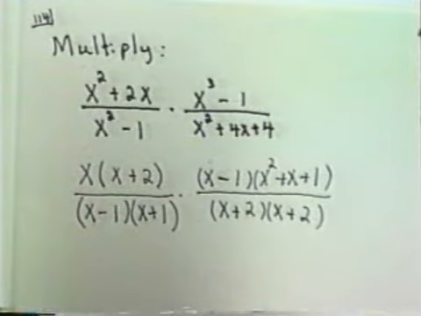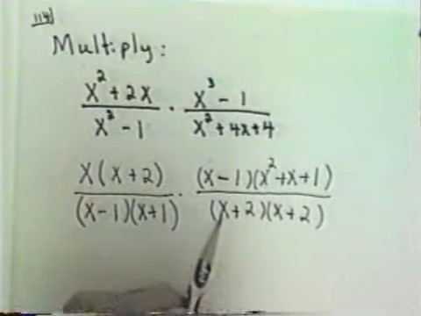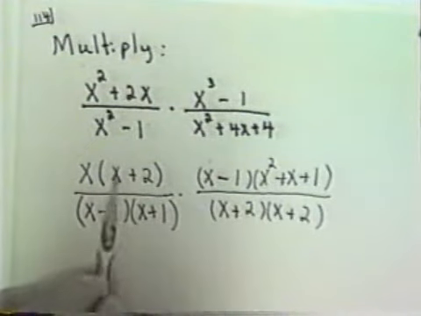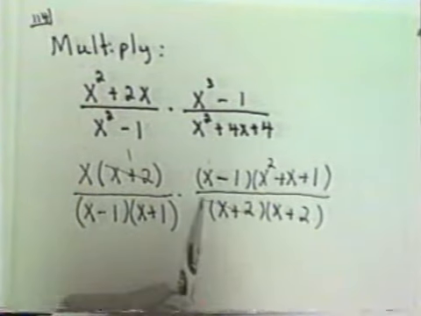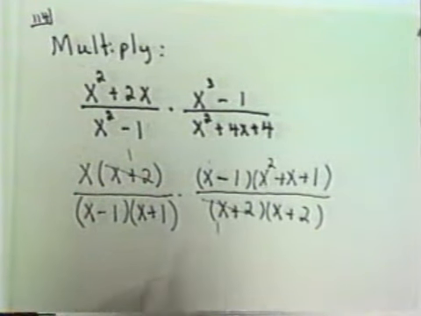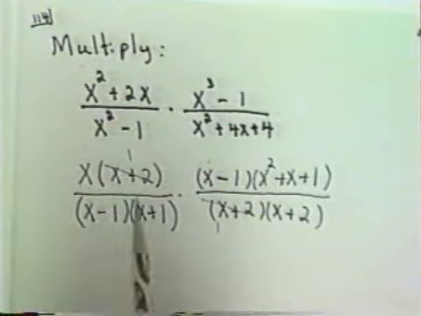So now that I've completely factored, the second thing I do is to divide out the common factors. We have an x plus 2 that's common to both numerator and denominator. So x plus 2 goes into x plus 2 one time. I had the same factor in both the numerator and the denominator, so I divided both by x plus 2.